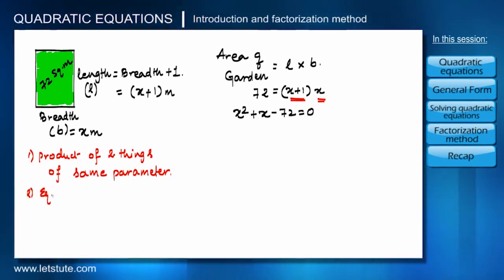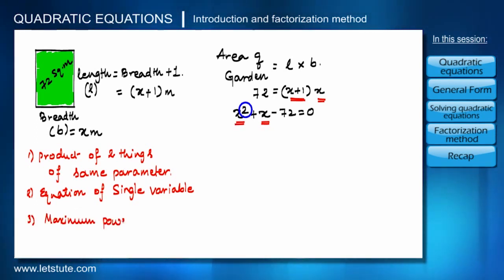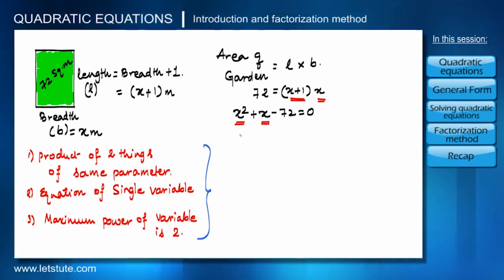Number two, this equation is a single variable equation. That means if you see this equation, we have only one variable everywhere, that is x. And number three, the maximum power of the variable is 2. When we see these three things in any equation, that equation can be called a quadratic equation.